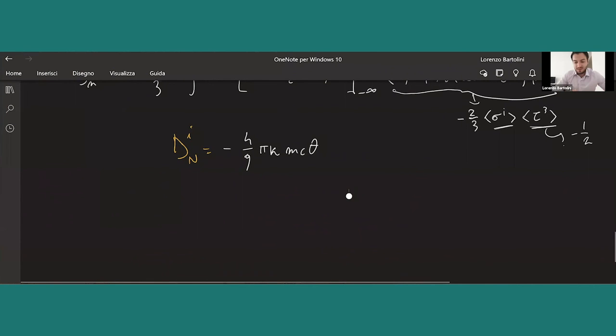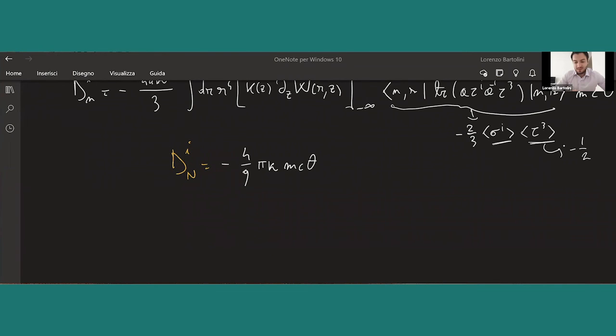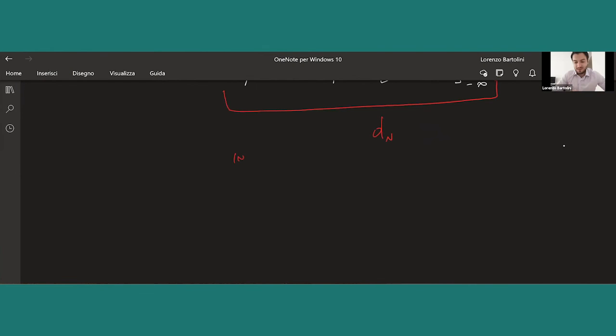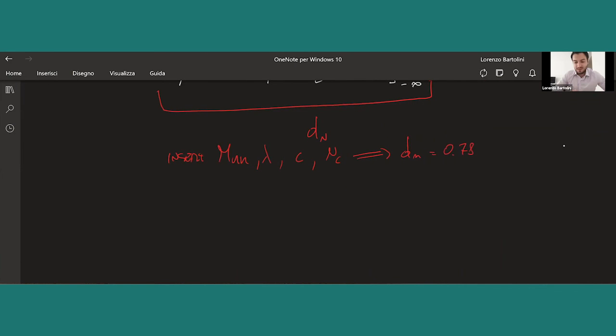Okay, and so in the end, we have minus 4/9 pi k m c theta, integral of this quantity from plus infinity to minus infinity, and here you have the spin operator. If you compare with the definition of the electric dipole moment, you see that this number here is exactly our d_n. Then you insert your parameters, M_KK, lambda, c, and N_c, and you obtain a prediction, which is 0.78 times 10 to the minus 16 theta electron charge times centimeters, which is consistent with previous estimates.